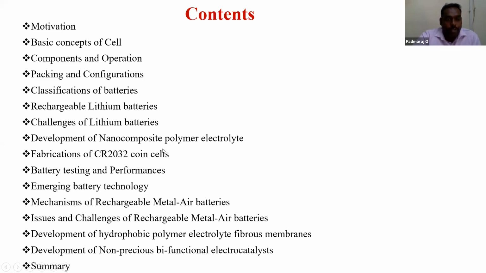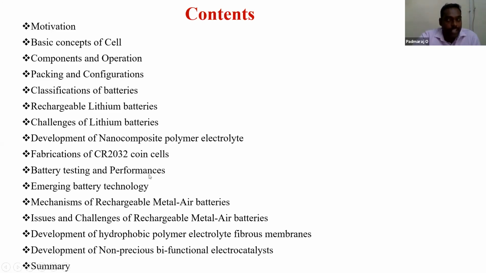What are the things we need to focus on as researchers? I will highlight all the issues, and based on that, I have developed some nanocomposite polymer electrolyte for lithium batteries. I will share my research experience regarding the nanocomposite polymer electrolyte. Then the fabrication of Cr2O3 pouch cells using the developed membrane. Then I will show the electrochemical performance of the fabricated cells. Then battery testing and performance.